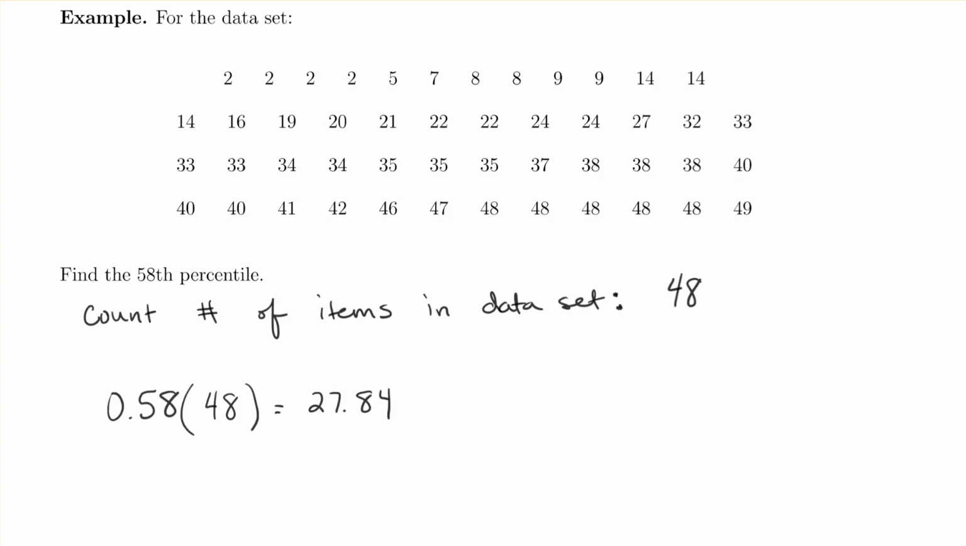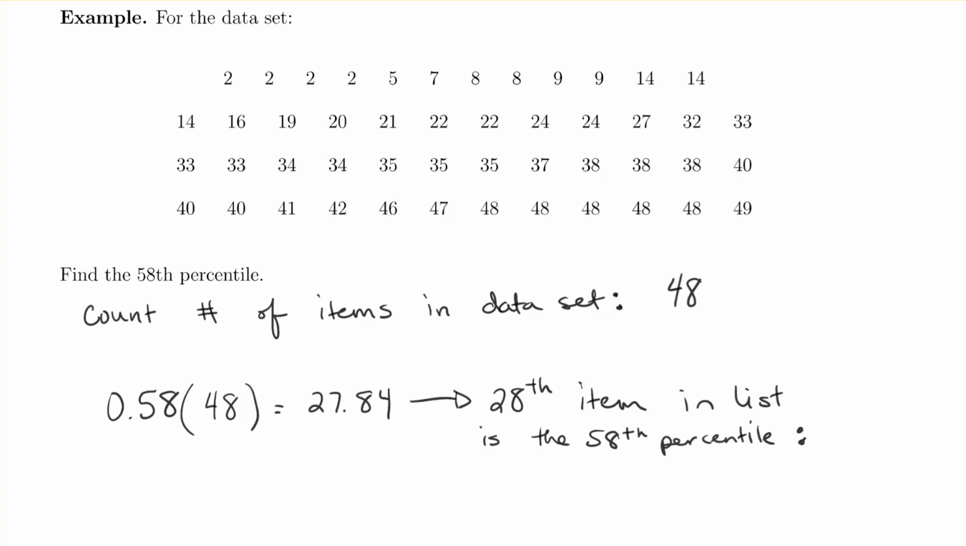Now when you're working with this and you're trying to find the location of the percentile, if you get a decimal, you always have to round up to the next value. So for us, we're looking at the 28th item in the list is the 58th percentile, and this only works if the list is in order, which ours is. So I would just count and find what is the 28th item in the list.